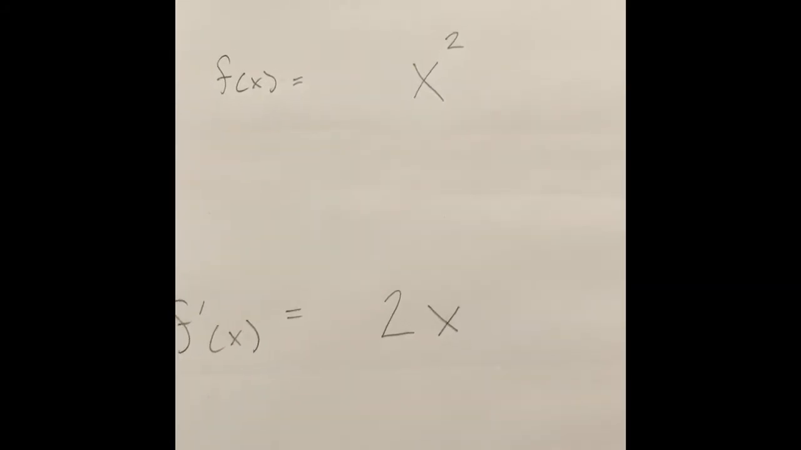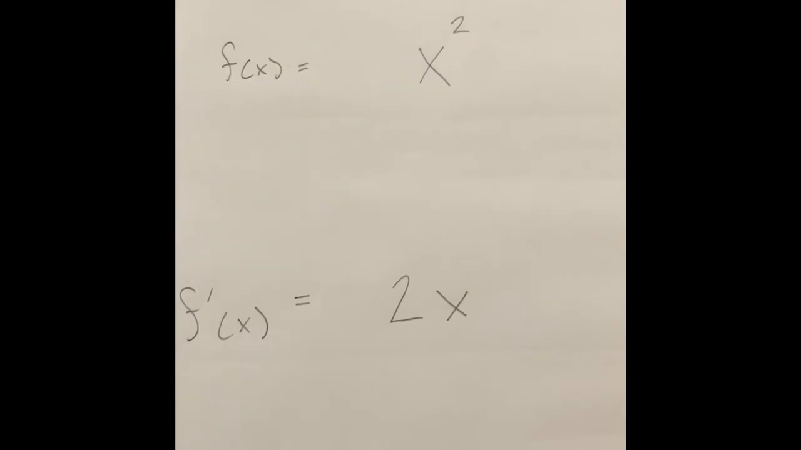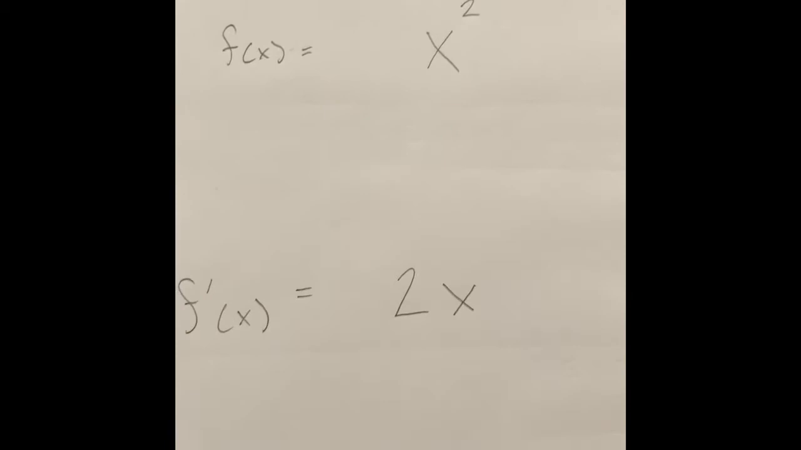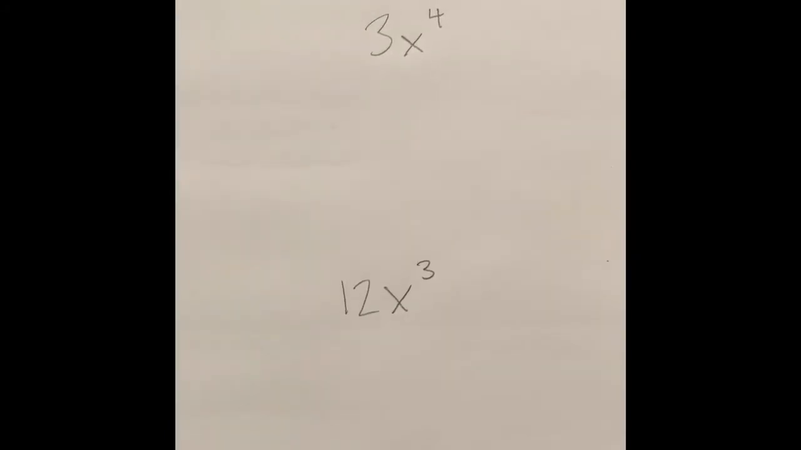Now, we have to subtract 1 from the original exponent, so that would just leave us with 2x to the 1, which is the same as 2x. For 3x squared, the derivative would be 12x to the third because 4 times 3 is 12, giving us our coefficient, and 4 minus 1 is 3, giving us the exponent.